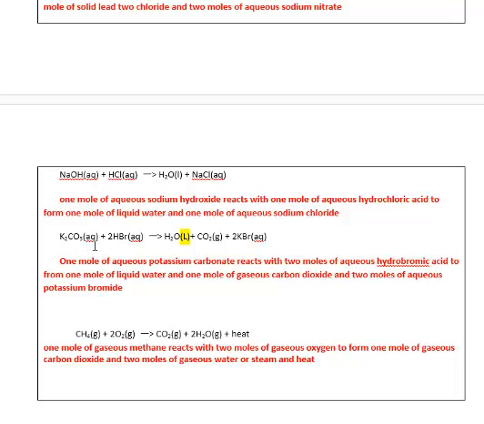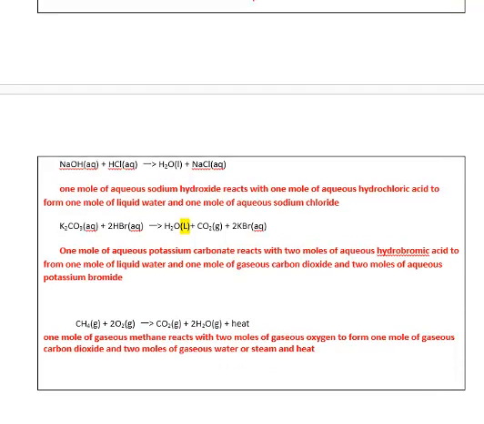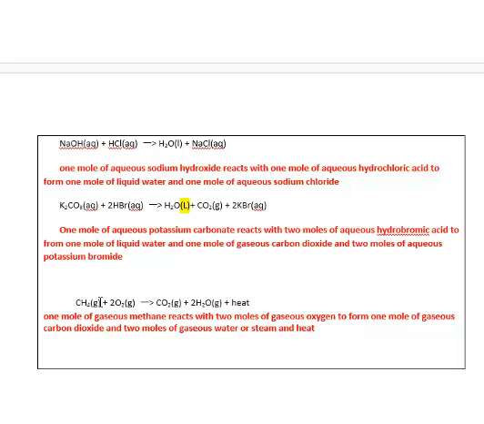1 mole of aqueous potassium carbonate reacts with 2 moles of aqueous hydrobromic acid to form 1 mole of liquid water. There's a solid here in the transcript, so that needs to be changed to an L in parentheses. 1 mole of liquid water plus 1 mole of gaseous carbon dioxide plus 2 moles of aqueous potassium bromide. 1 mole of gaseous methane reacts with 2 moles of gaseous oxygen to form 1 mole of carbon dioxide gas plus 2 moles of gaseous water or steam plus heat.